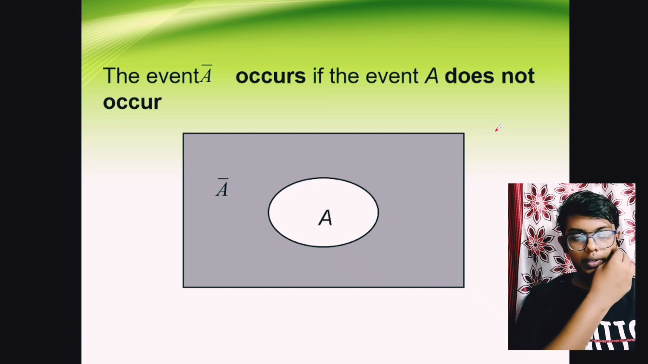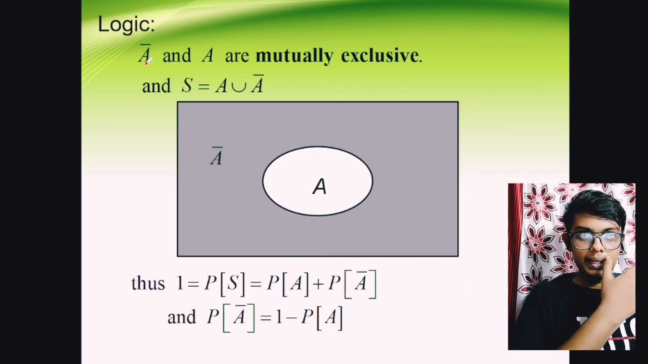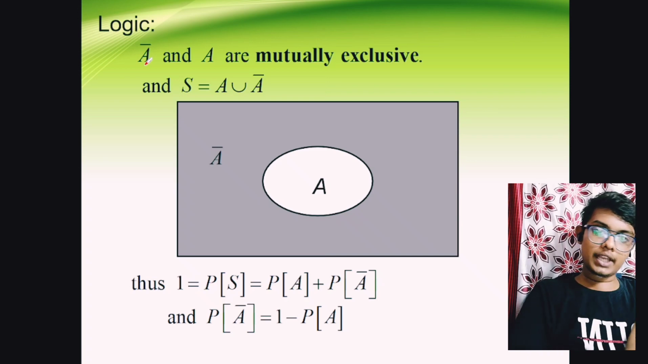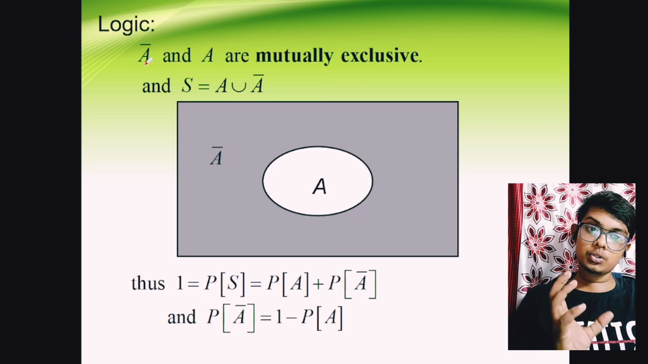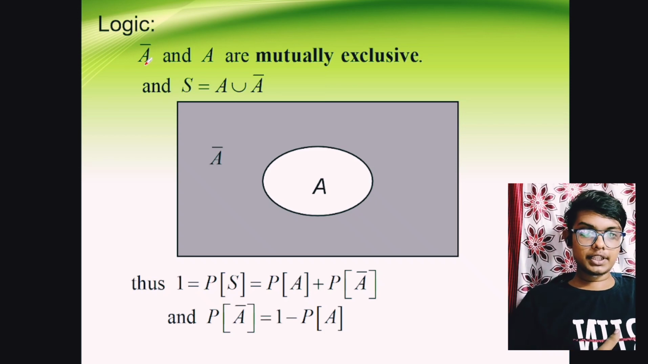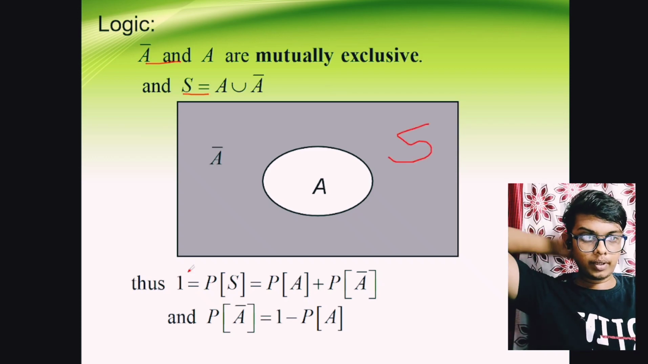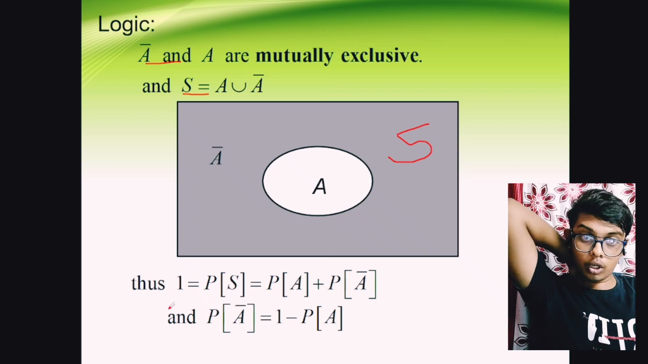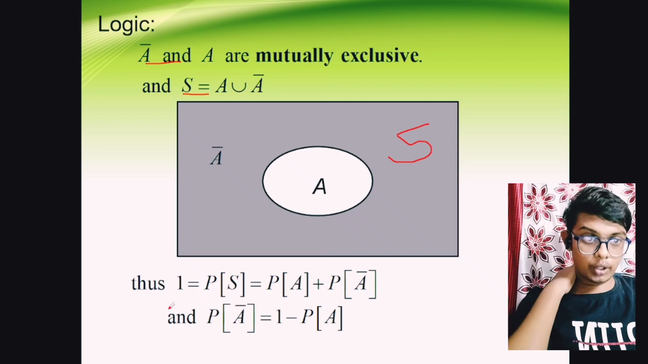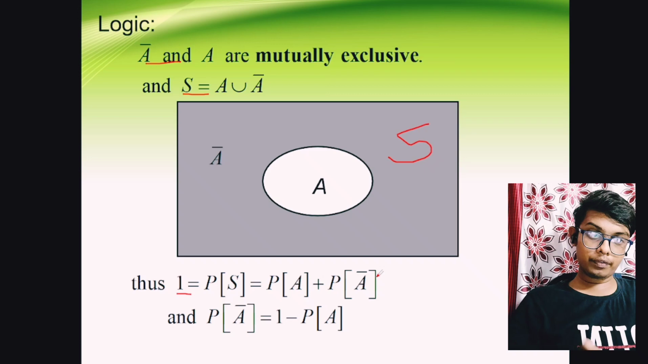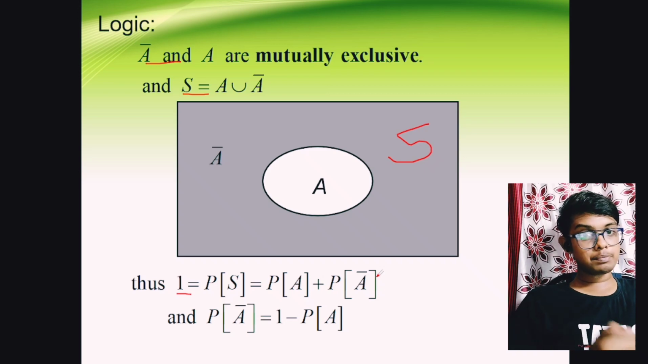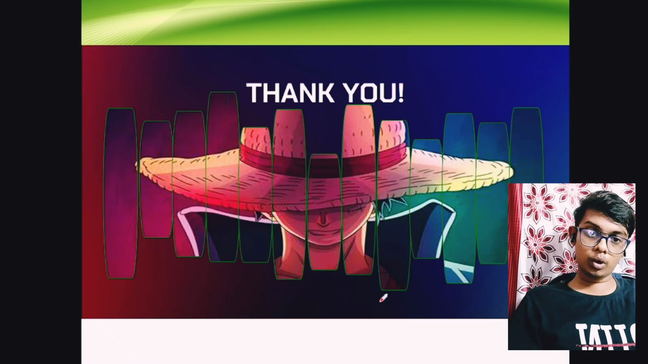A bar and A are mutually exclusive, as you can see here. Let S be equal to A union A bar, which means the possible outcomes of A and the outcomes where A does not occur together make up the sample space S. Thus we can say that 1 is equal to P of S. The probability of the total outcomes is equal to 1. So P of S is equal to P of A plus P of A complement. That means P of A is equal to 1 minus P of A complement, or P of A complement is equal to 1 minus P of A. This is the logic. So these are some basic introductions to what probability is.